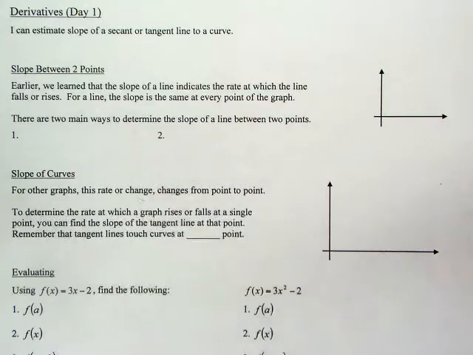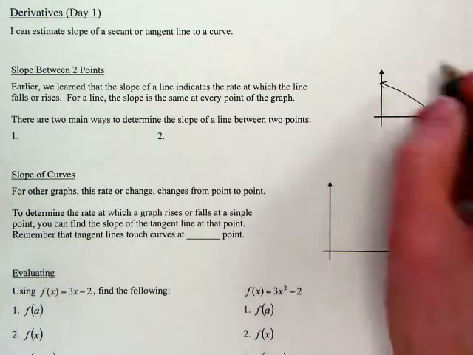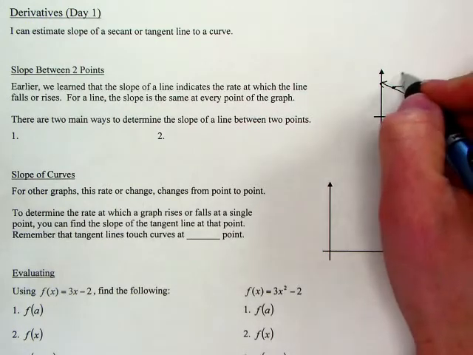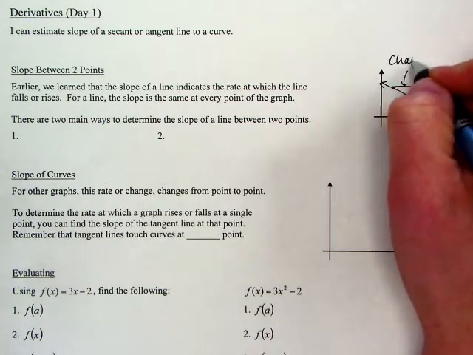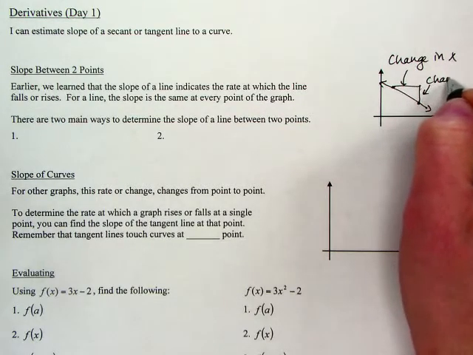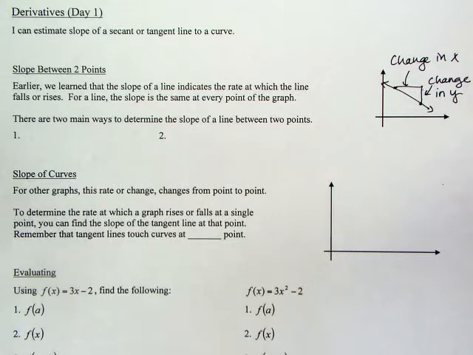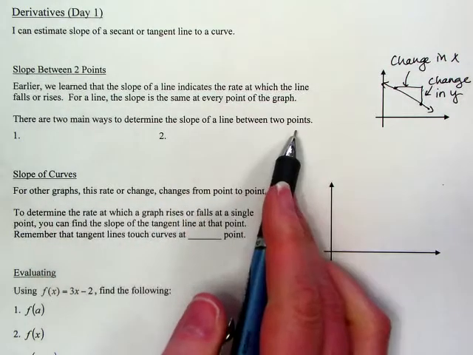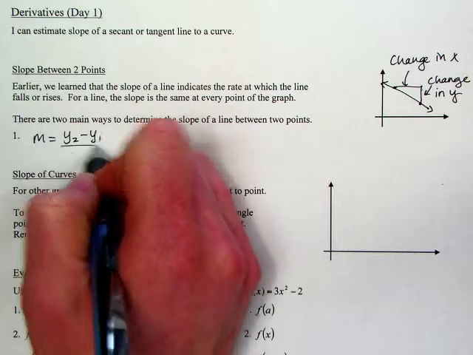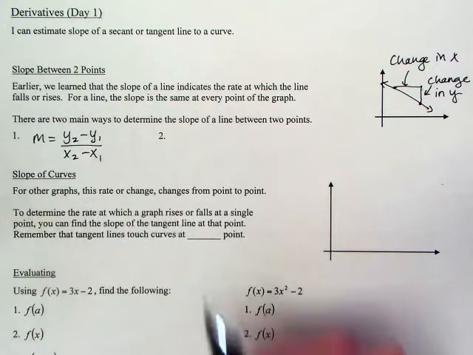It never changes. When we have a line like you're used to, you have how far over you went and then how far down you went. So you have the change in x, and then you have the change in y, which is essentially rise over run. You're very used to that. And there are two main ways to determine the slope of a line. You can use the slope formula from a long time ago: y2 minus y1 over x2 minus x1. That can find you the slope.